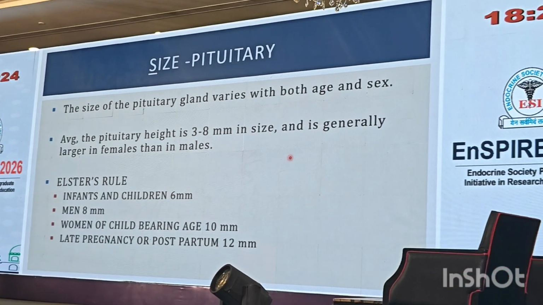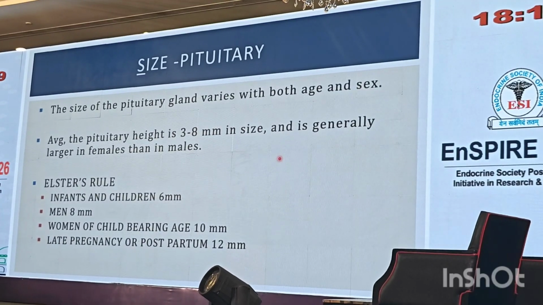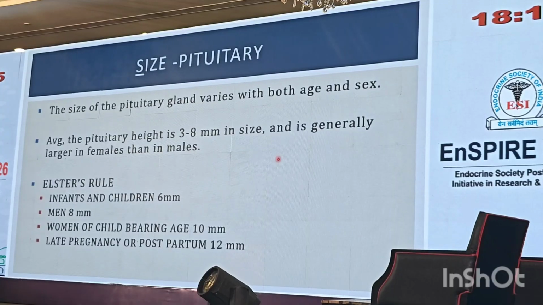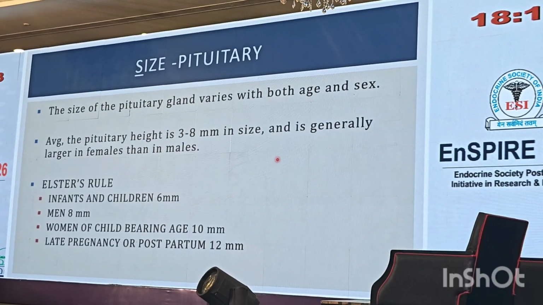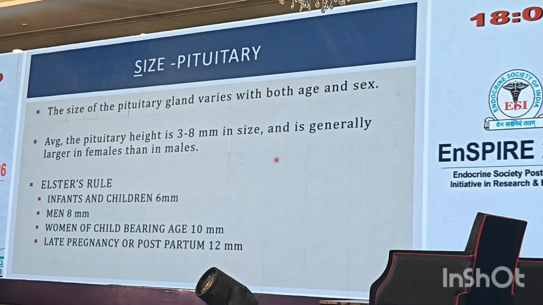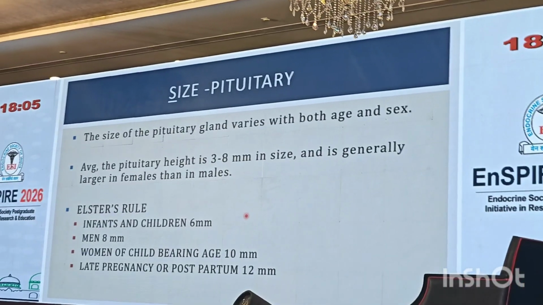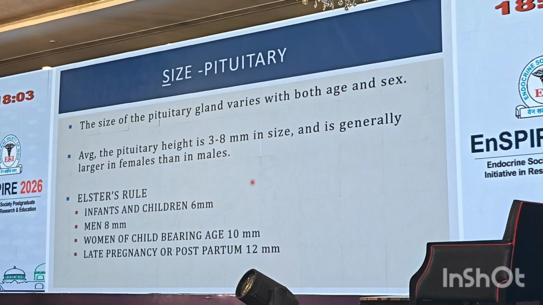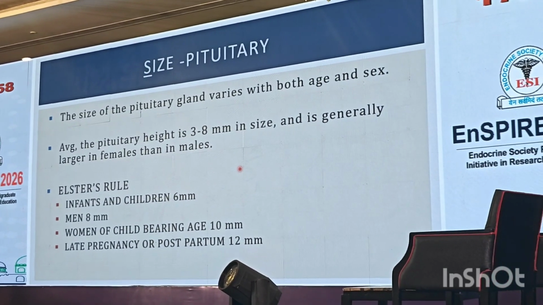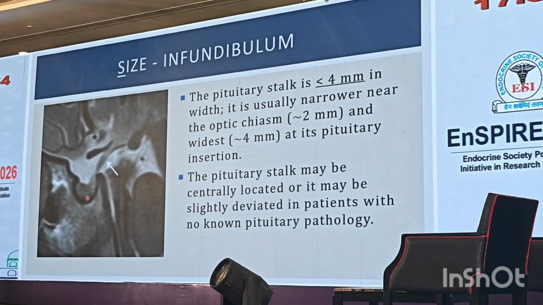So you have looked at the anatomy and the signal of the pituitary, and now let's look at the size. So the size of the pituitary varies with both age and sex. The average pituitary measures anywhere between 3 to 8 millimeters, and I'm sure all of you know about Elster's rule, where we measure the height of the pituitary gland. In infants it's 6 to 8 millimeters, and in late pregnancy and postpartum it rises even up to 12 millimeters and is considered normal.